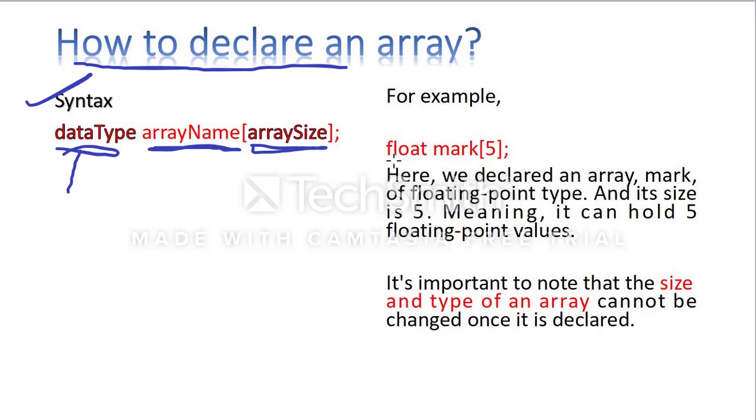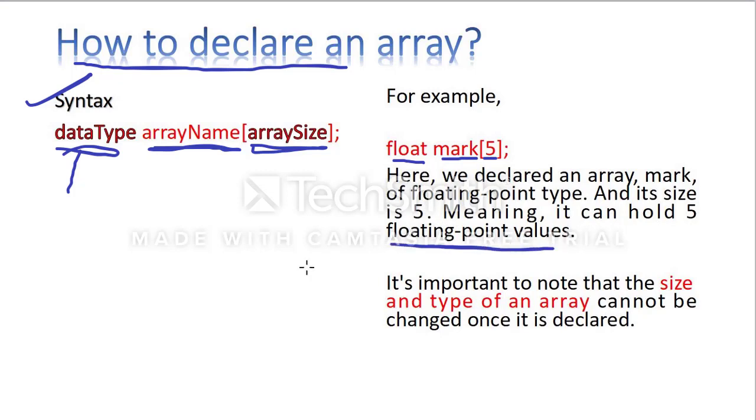Here for example I am taking float as the data type, mark is the name of the array, and I am giving the size 5. Remember these square brackets, they are the symbol of the slice. Here we declared an array mark of a floating point type and its size is 5, meaning it can hold 5 floating values only.